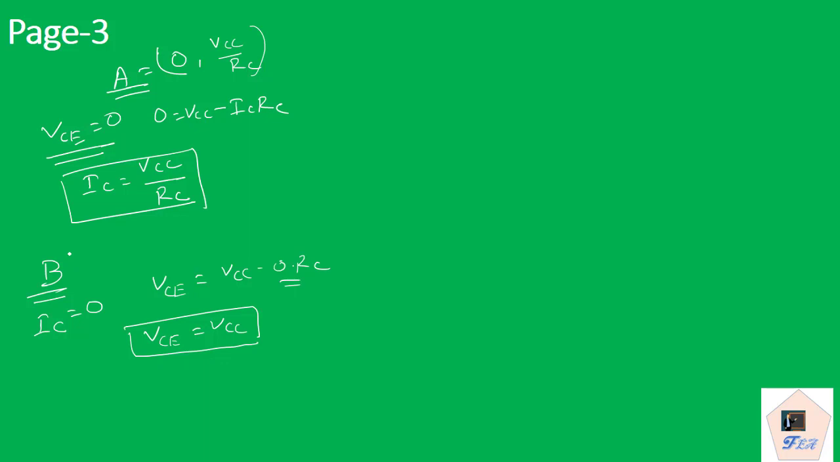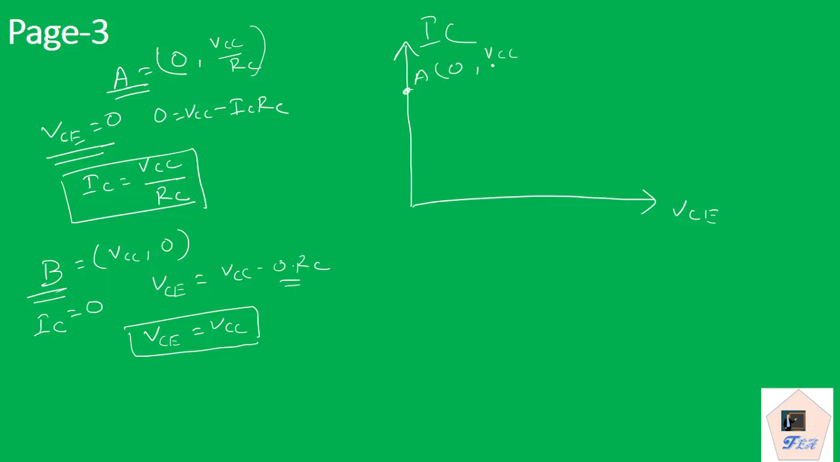Under these circumstances, point B has its coordinate as VCC, 0 on the output characteristics. So here you have VCE and here we have IC. The point A is here, which has the coordinate 0, VCC by RC, and here we have another point, say point B, which has the coordinate VCC, 0. If we connect these two, we get our DC load line. So this is how we find the DC load line.